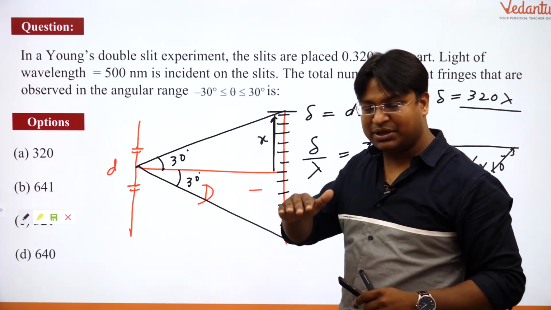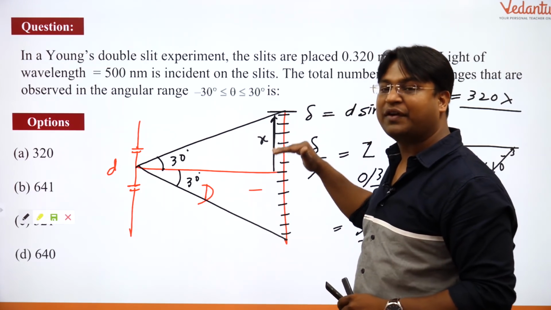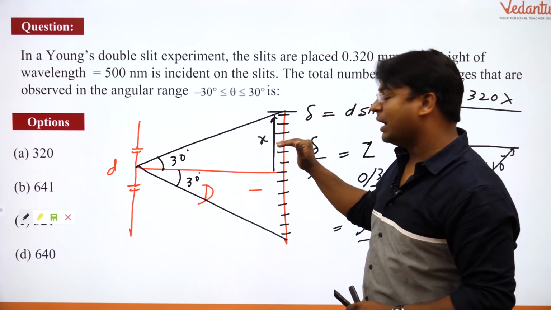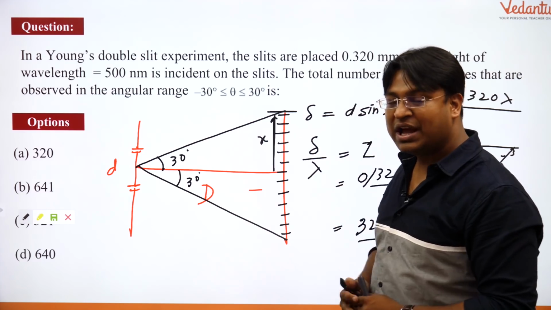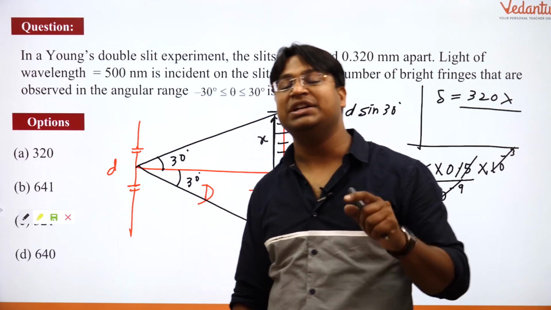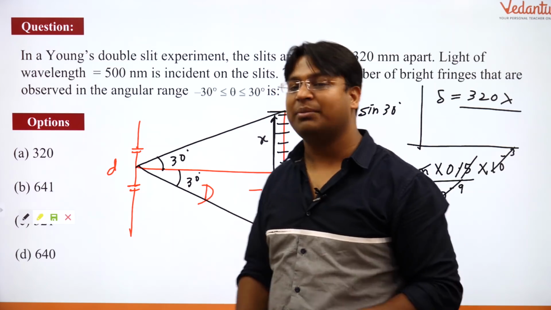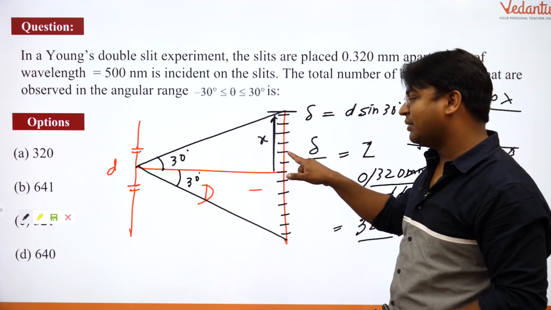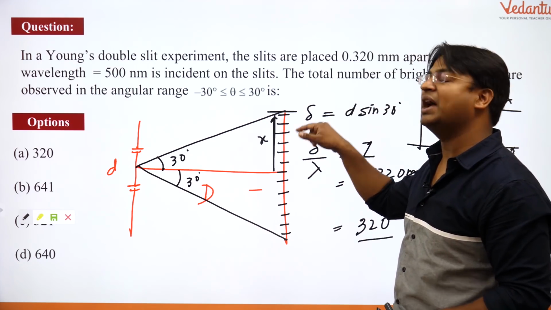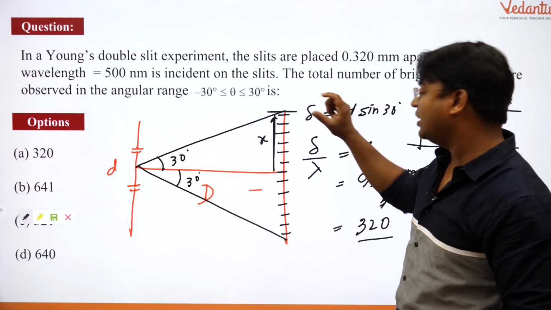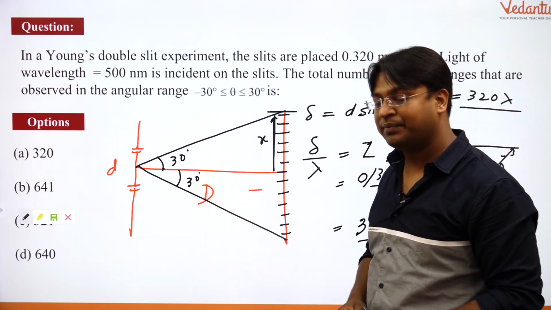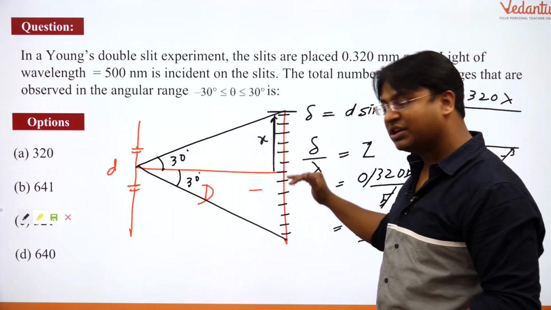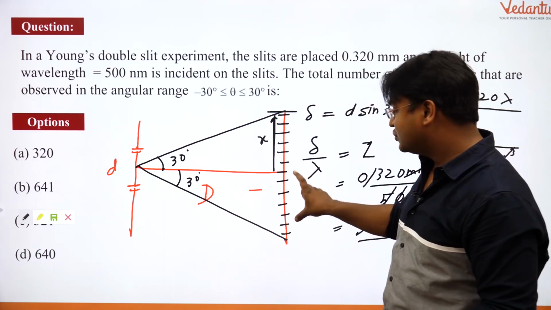Alright, minimas are in between, like 0 to 0.5 lambda, then 0.5 to 1 lambda, then 1 to 1.5 lambda, then 2 lambda. So as we are going up, the path difference keeps increasing, and each time the path difference becomes an integer multiple of lambda, we encounter a maxima. So what I can understand from here is, as we go up, the path difference will become 1 lambda, 2 lambda, 3 lambda, 4 lambda, 5 lambda, 6 lambda, and so on until it becomes 320 lambda. So 320 maximas are going to be present here. The same thing will happen below this central line. So 320 maximas here. So total of 640.